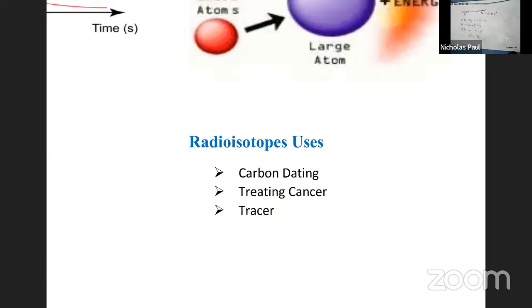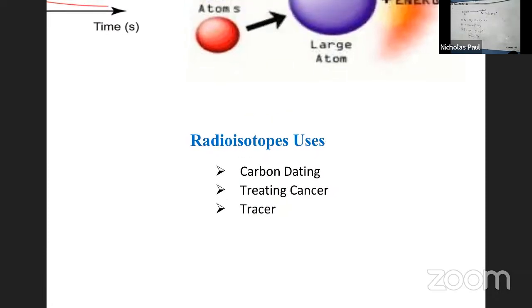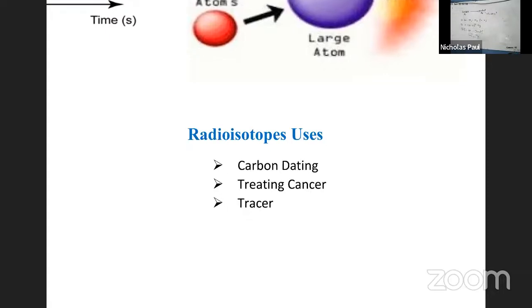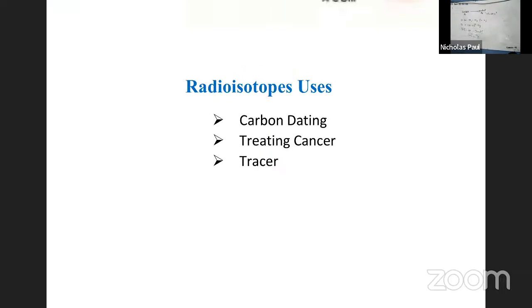Carbon dating is what? Finding the age of ancient artifacts, something like that. Treating cancer, right? Why can we use radioactive isotopes to treat cancer? Because one, it can destroy the cells, but the reason for that is that radiation like gamma, for example, has a high penetrating power, so it can penetrate through the muscle and find the cancerous cells.